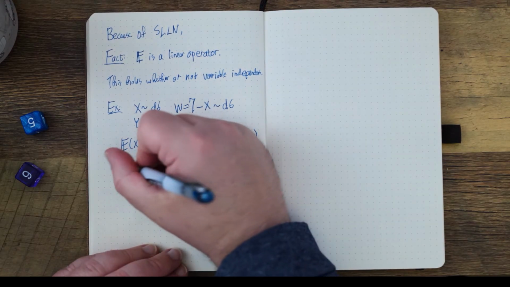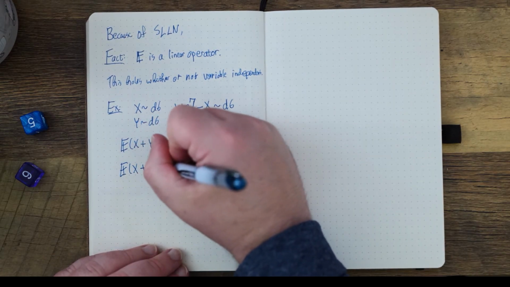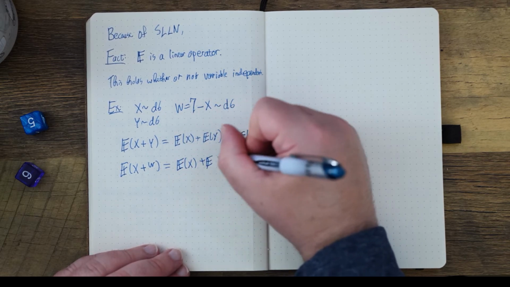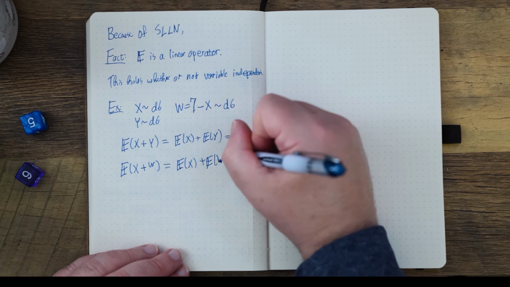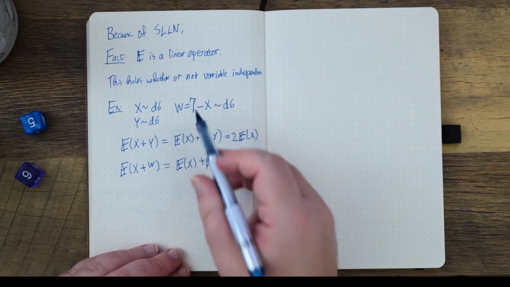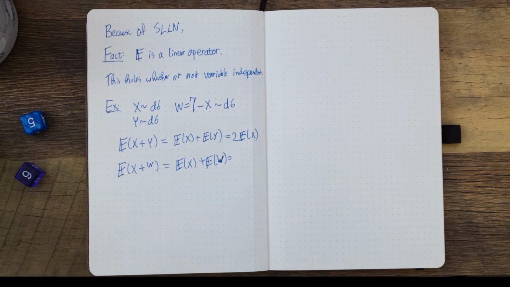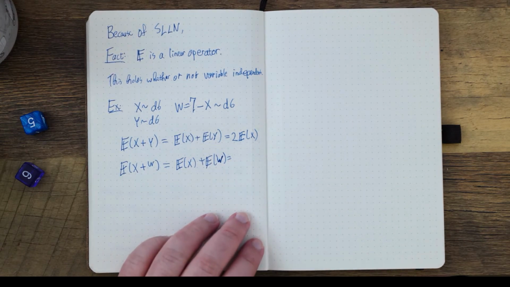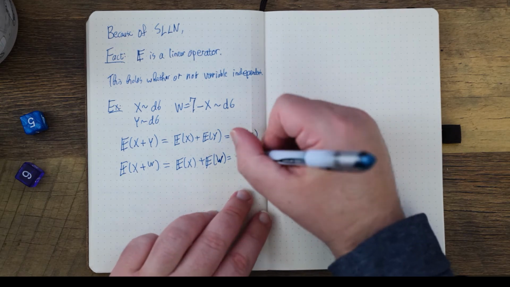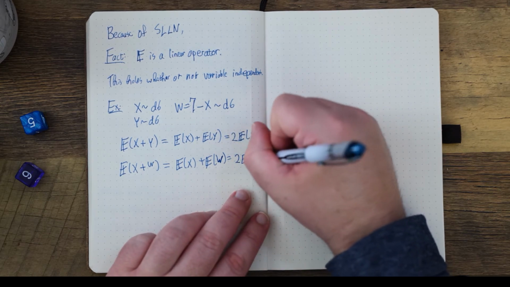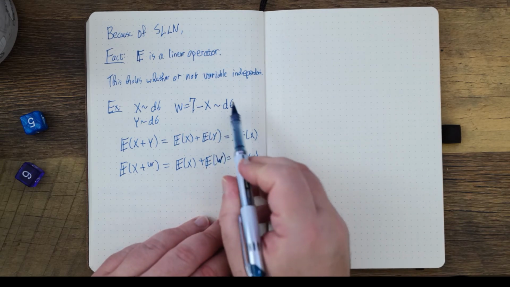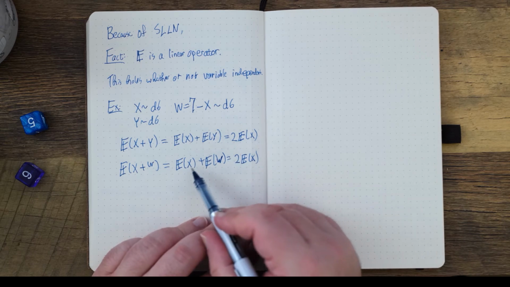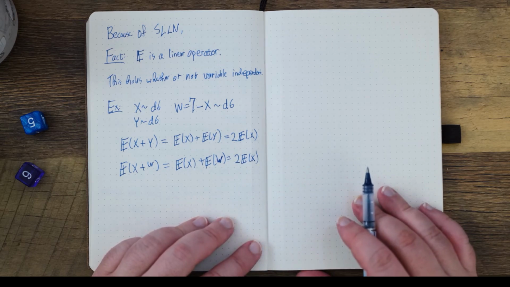What about the expected value of X plus W? Well, that's also the expected value of X plus the expected value of W. It doesn't matter that W is some function of X. All that matters is that they are two random variables. And again, because X and W have the same distribution, they're both rolls of a six-sided die, that is just going to be twice the expected value of X.